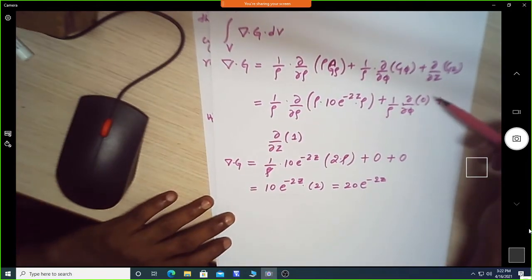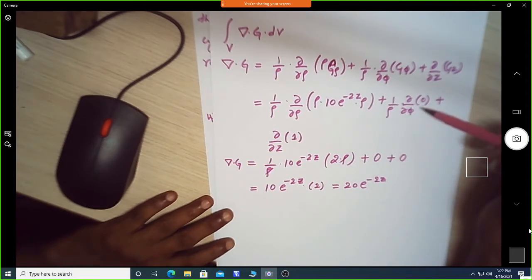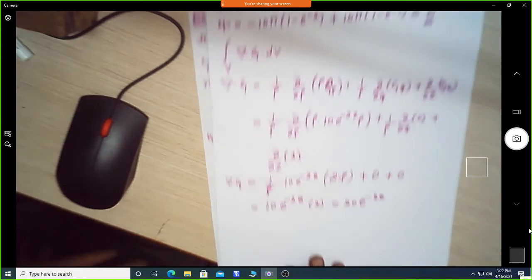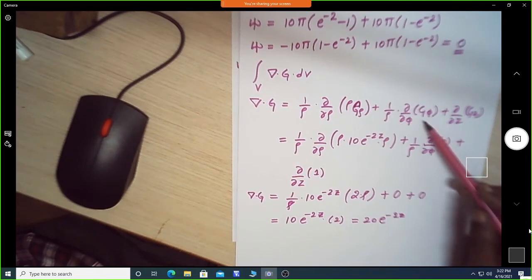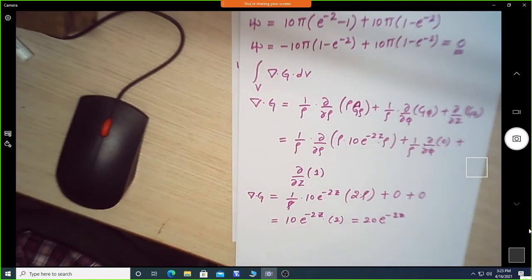Somewhere here we finished. Okay, any component we use G. What is G? By rho into del by del phi of, the phi component is 0 and the z component is 1. Okay, that is correct only.